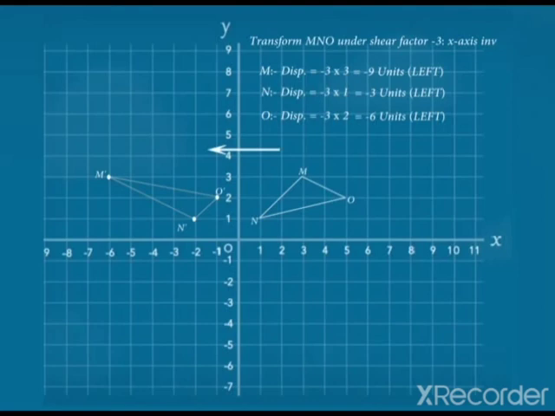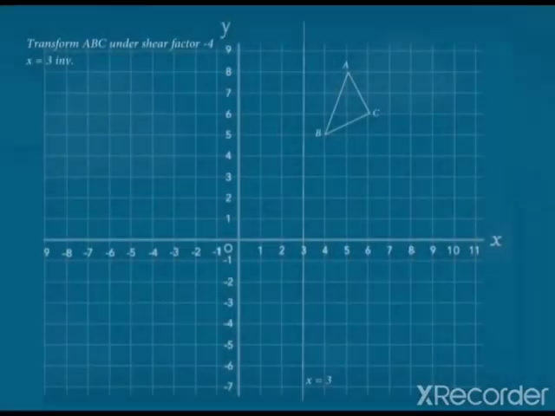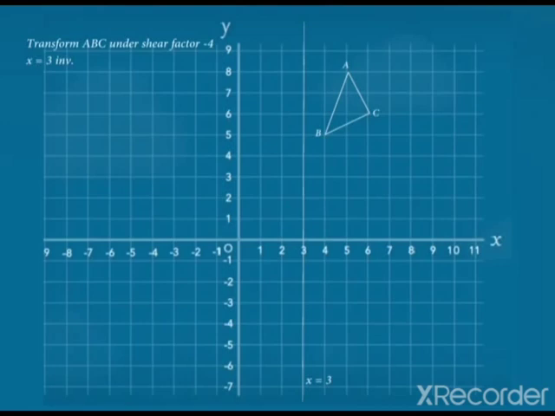Shear transformations parallel to the y-axis work in a similar manner. Consider triangle ABC to undergo a shear by shear factor -4 with the line x is equal to 3 being invariant. Point A. Perpendicular distance from the invariant line is 2 units. S is -4 and displacement is -4 times 2, which is -8. So we move 8 units downwards. A prime is here.